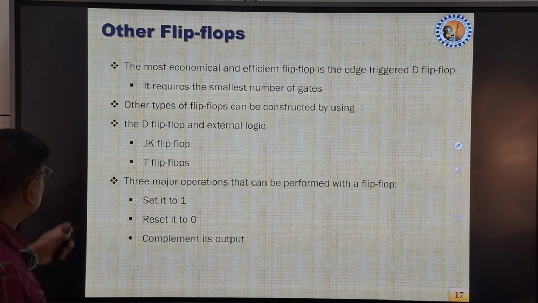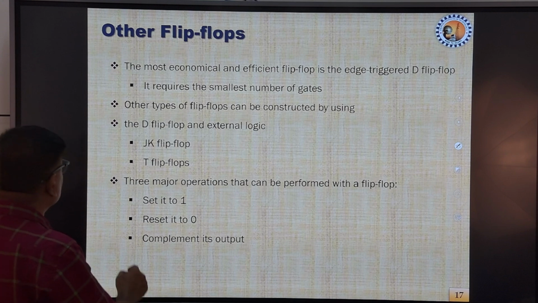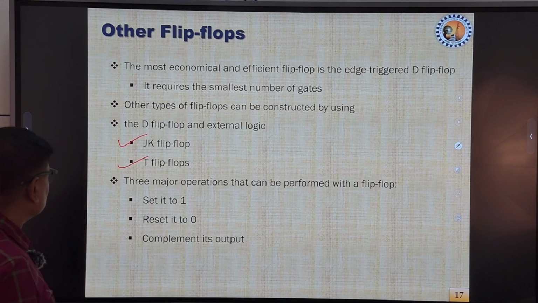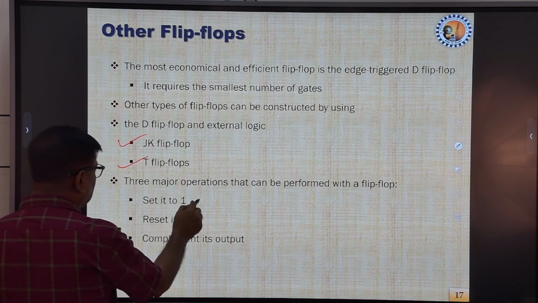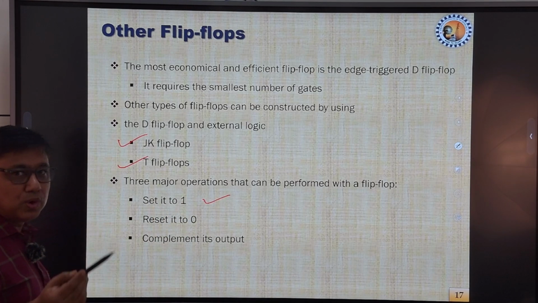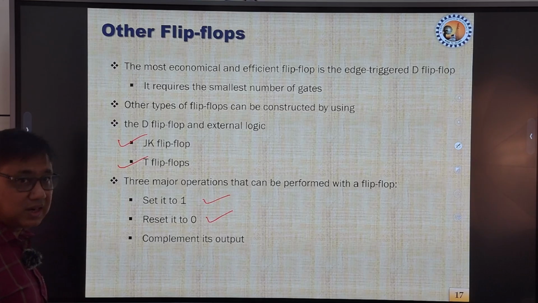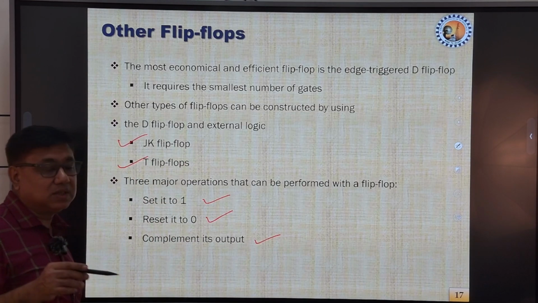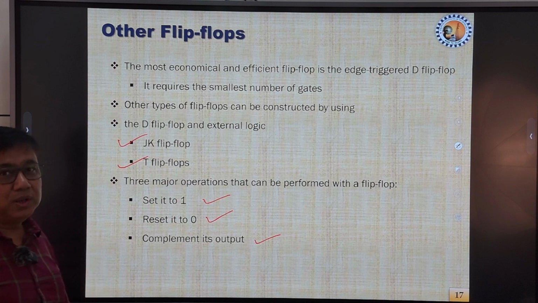So, there are some other flip flops. As we know, in the family of flip flops, we have JK flip flop, T flip flop, and SR flip flop. A flip flop basically performs three major operations. One is setting its output to 1. Then making the output 0 is another operation, which is called the reset condition. And then complementing its output. Complementing means if presently the output is at 0, then the next value will be 1.